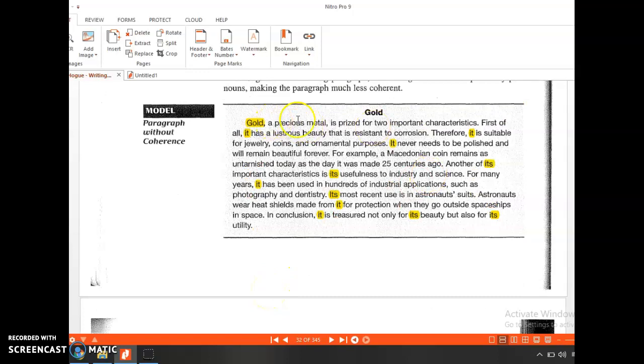Now look here. "Gold is a precious..." "First of all, it has..." Okay, it's still clear. "Therefore, it's suitable," still clear. "It never ceases to be polished and will remain," still clear. "Another of its important characteristics is its usefulness to industry and science. For many years, it has been used in hundreds of ways, such as photography and dentistry. Its most recent use is in astronaut suits. Astronauts wear heat shields made from it for protection. It is treasured not only for its beauty but also for its utility." So this paragraph loses its coherence because of the unclear "it" from the beginning to the end.